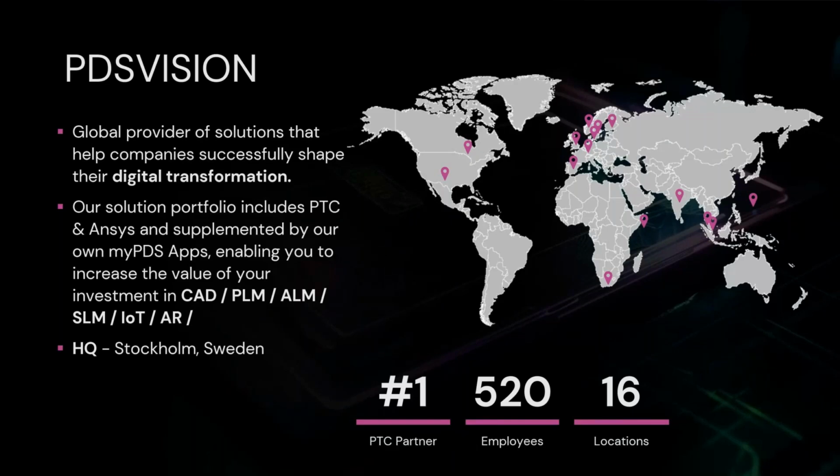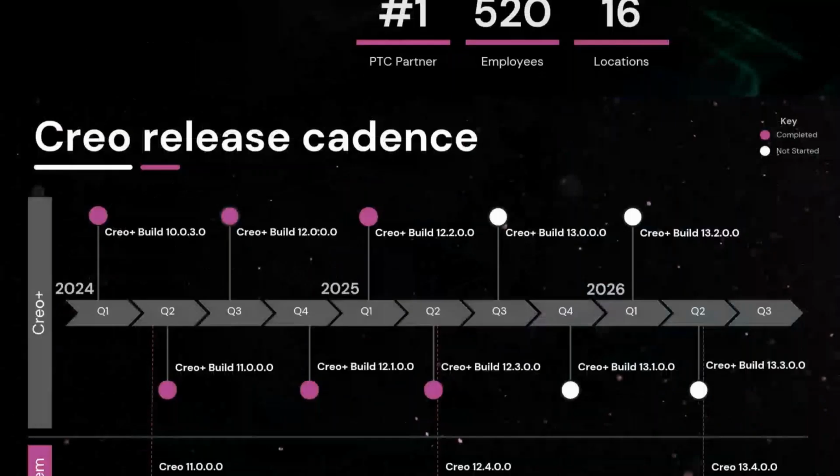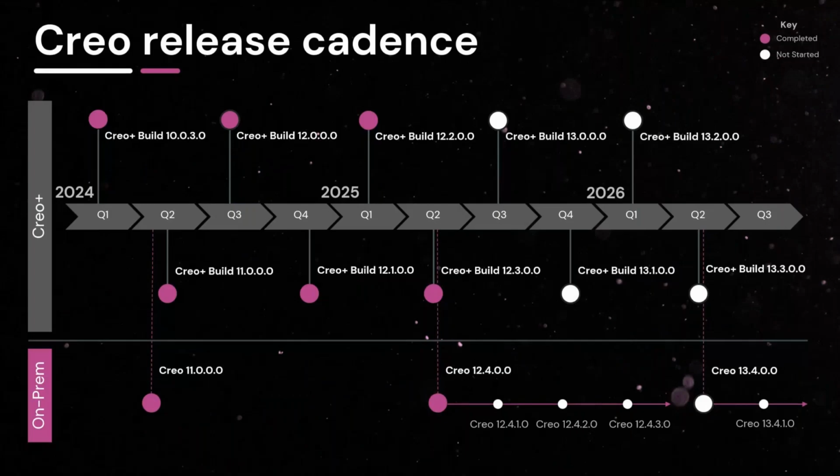Let's get stuck into the topic for today, which is Creo 12. I wanted to start by addressing that versioning that you saw on the home screen. We're talking about a new release of Creo Parametric, which is now out and available to download, which is Creo 12. And it's Creo 12.4 for the on-premise version of Creo.